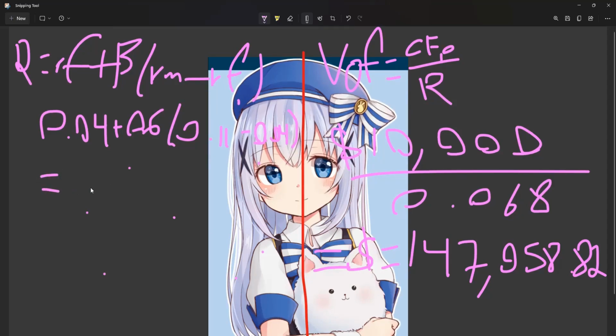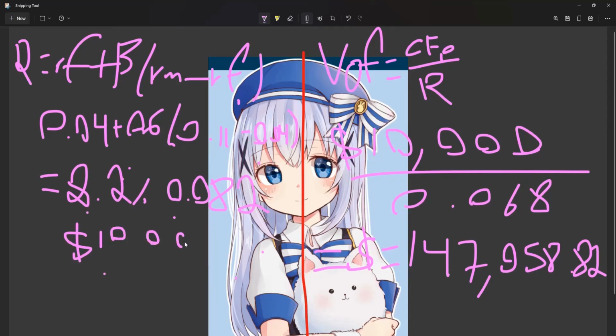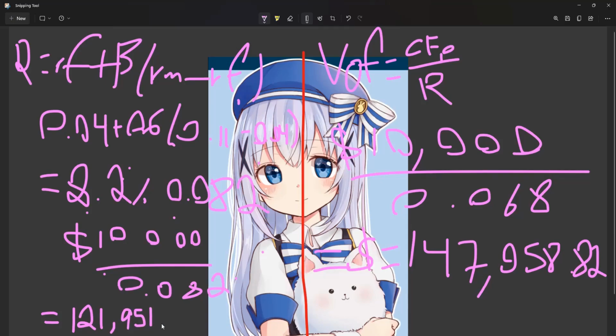If we plug this into a calculator, we'll get 8.2%, or 0.082. With that out of the way, we now need to calculate the value of the firm, and it's the same methodology. It's just 10,000 divided by 0.082. By plugging that into the calculator, you should get $121,951.22.